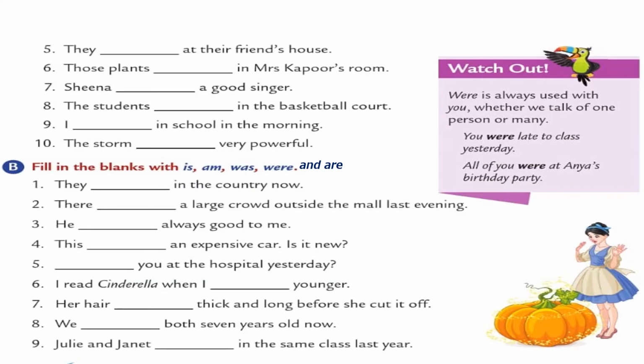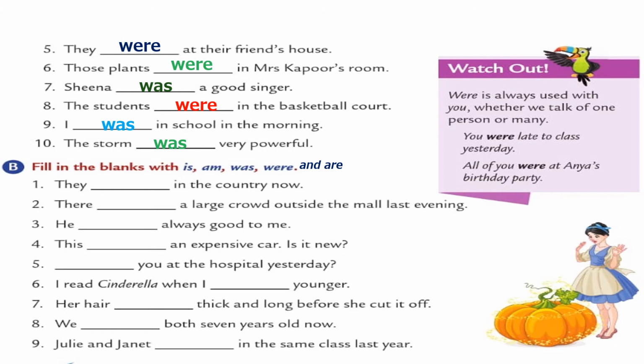They dash at their friend's house. They were, because they is plural. Those plants dash in Mrs. Kapoor's room. Those plants were, because plants is plural. Sheena dash a good singer. What about Sheena? Sheena was. The students dash in the basketball court. Students were. I dash in school in the morning. Very easy. I was. The storm dash very powerful. Because storm is singular, so we will use was.